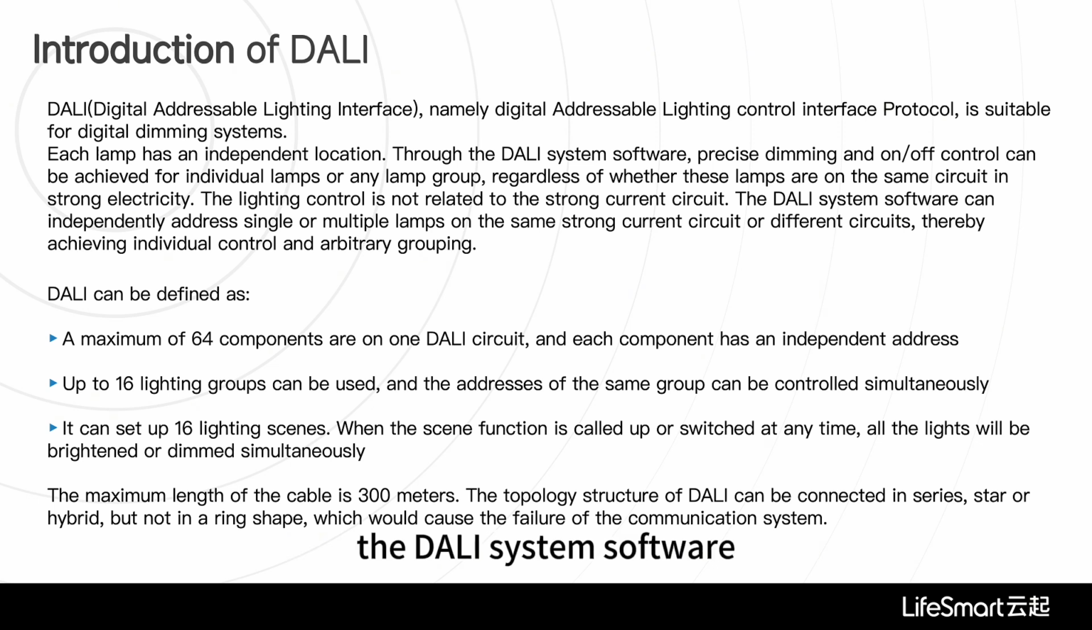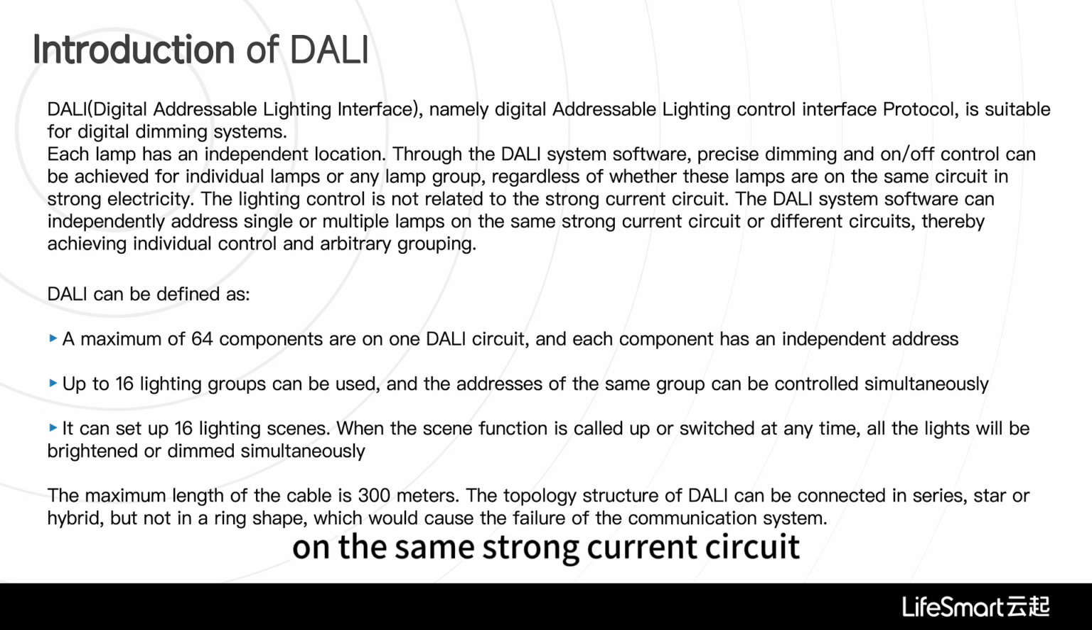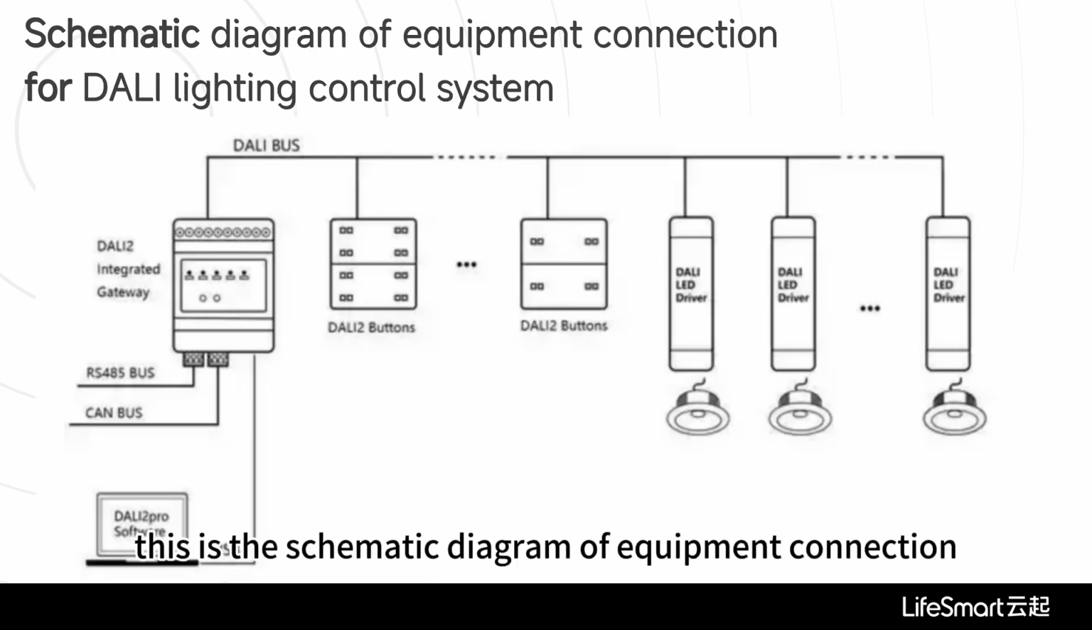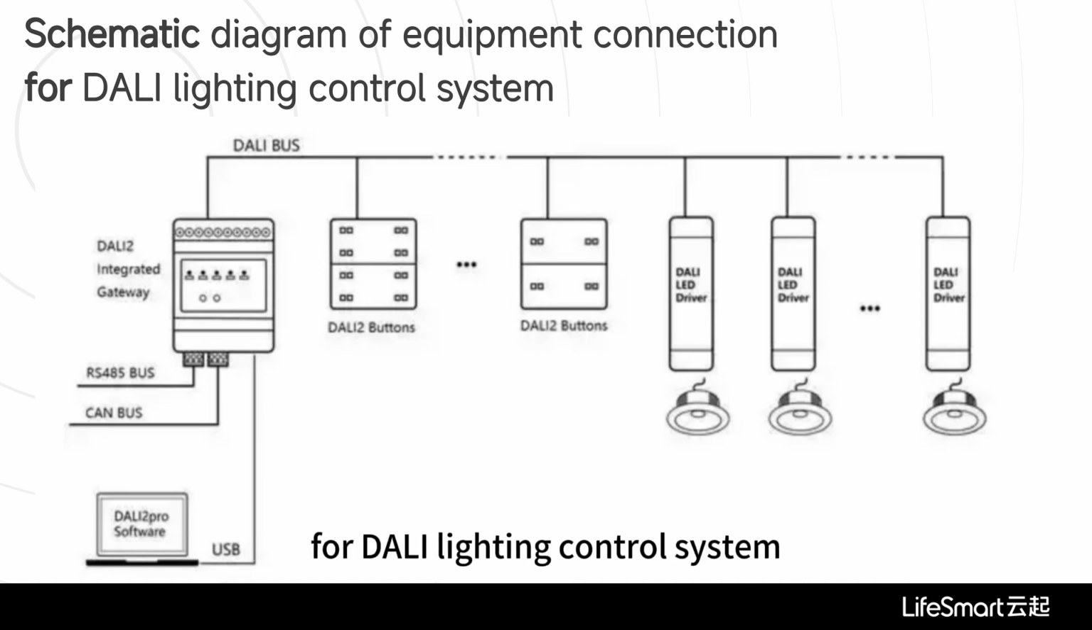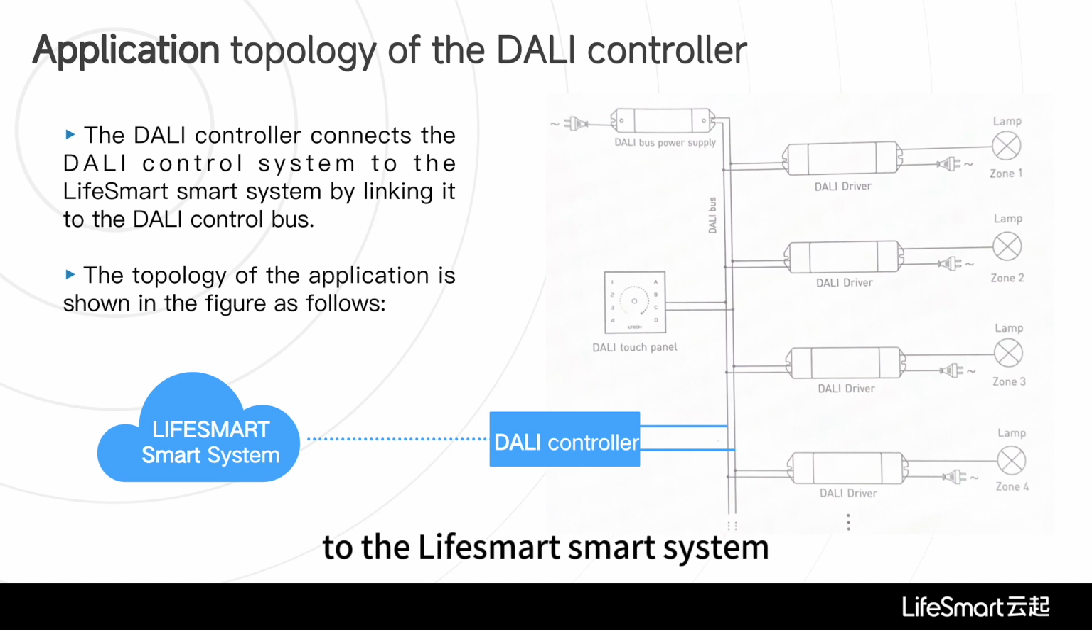The DALI system software can independently address single or multiple lamps on the same strong current circuit or different circuits, thereby achieving individual control and arbitrary grouping. This is the schematic diagram of equipment connection for DALI lighting control system. The DALI controller connects the DALI system to the LifeSmart smart system by linking it to the DALI control bus.